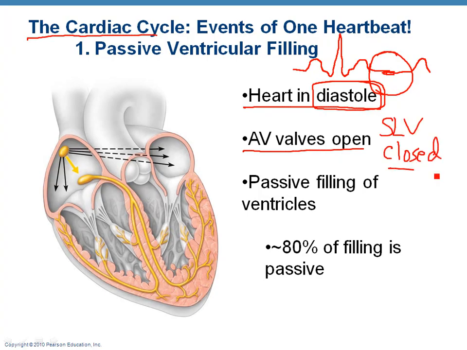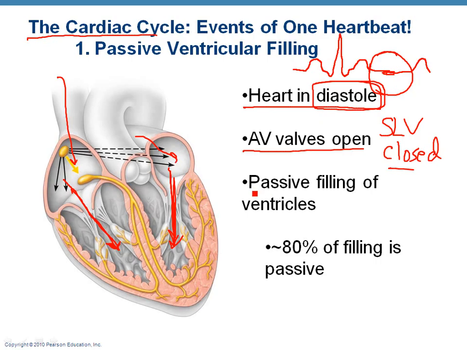They're closed when the heart is completely in diastole. During this time, you have passive filling of the ventricles. So those AV valves are open. Blood is being returned to the atria, either through the pulmonary circuit or from your systemic blood vessels via the superior vena cava and the inferior vena cava. And then that blood is able to just passively flow from there down into the ventricles based on gravity.